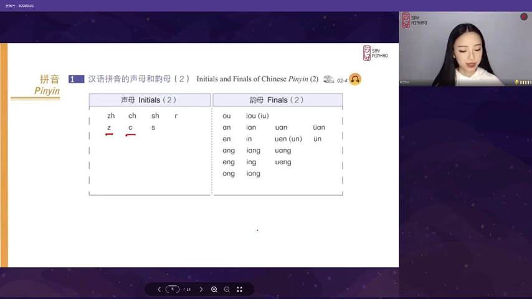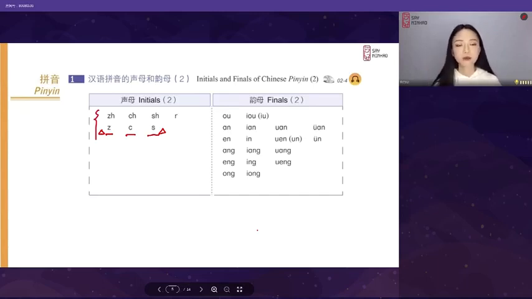Now let's move on to this one, s. Try to use the tip of your tongue to approach your upper teeth. Approach, don't touch it, just approach it. S, s, s. So this is it. Now let's try to read from z to s. 3, 2, 1. Z, c, s. Excellent, good job.